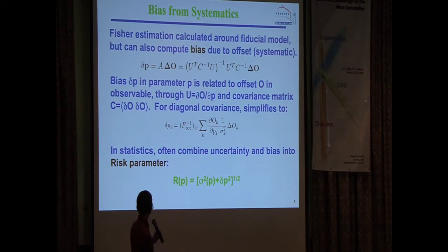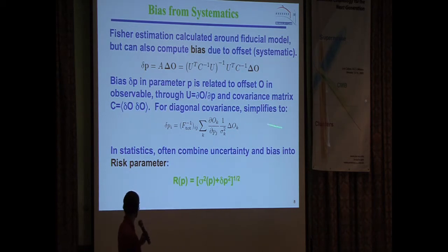The formal expression for the bias in a parameter P is given by this. It's basically, again, linear algebra. You have some offset in your observable. There's then some matrix that hits that, and that tells you what the offset in the parameter is, the bias in the parameter is. So it's related to these Fisher sensitivity derivatives, again, to the error matrix in your data, and the actual offset either in your observable or in your theory model.